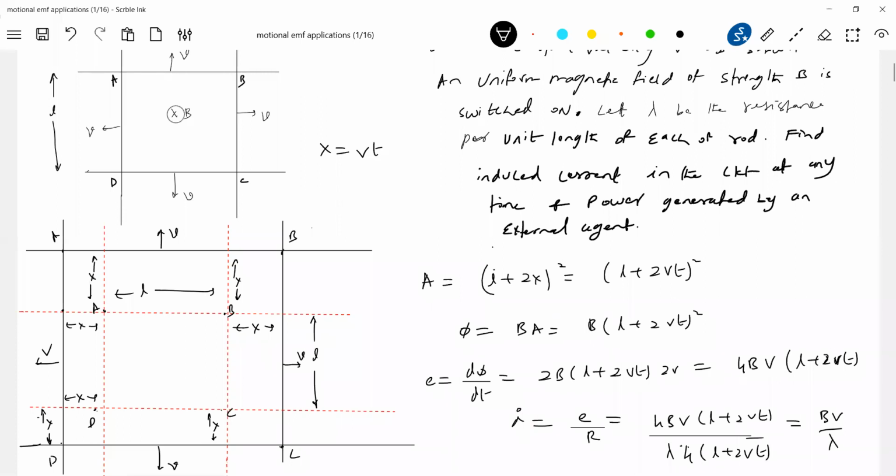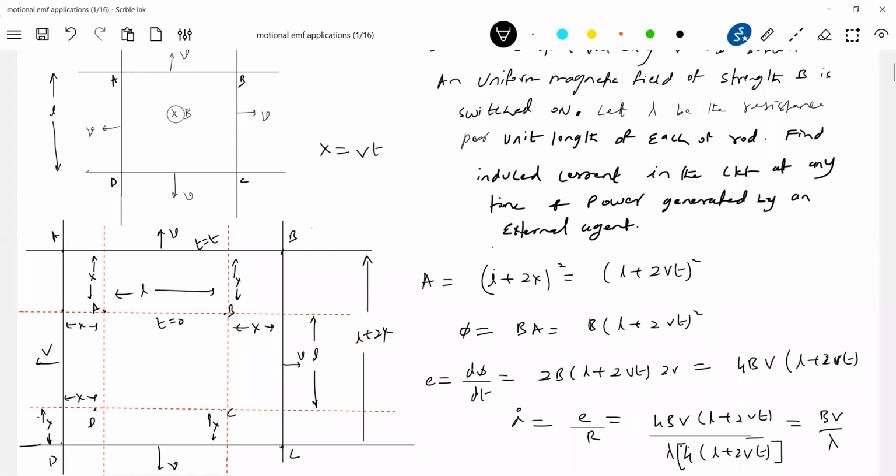I discussed a similar idea in the previous class. So from where has this L plus 2Vt come? At t equal to 0, the rods were here. After some time t, it is here. At time t, what is the side length of the loop? L plus 2x. Write it. So I got this one.